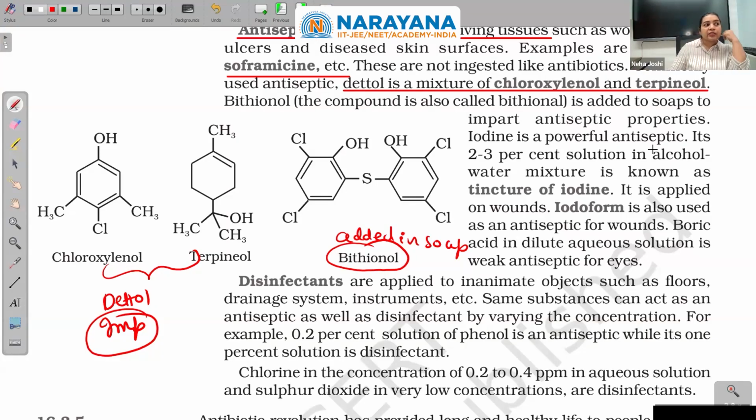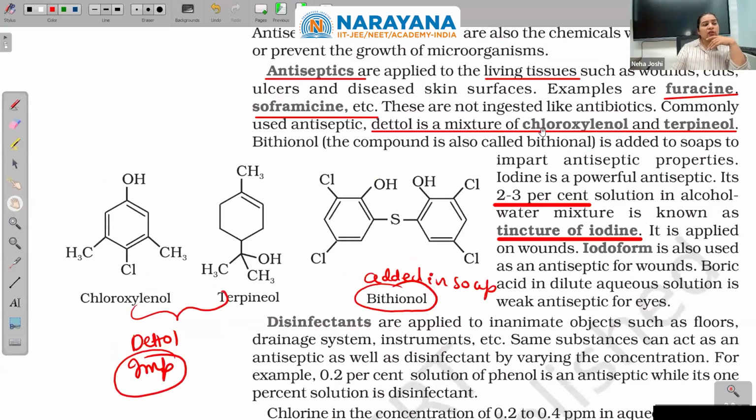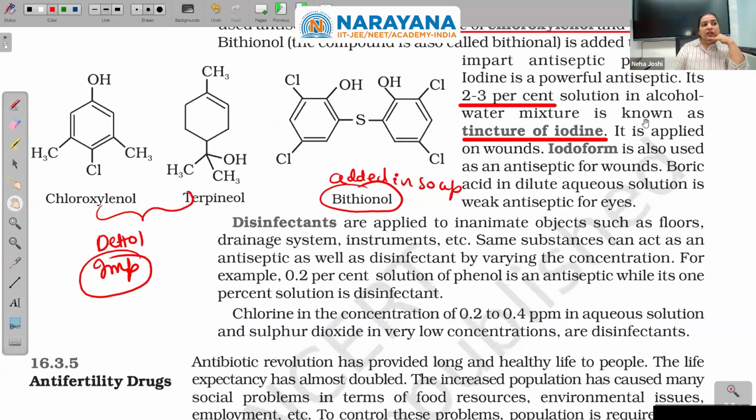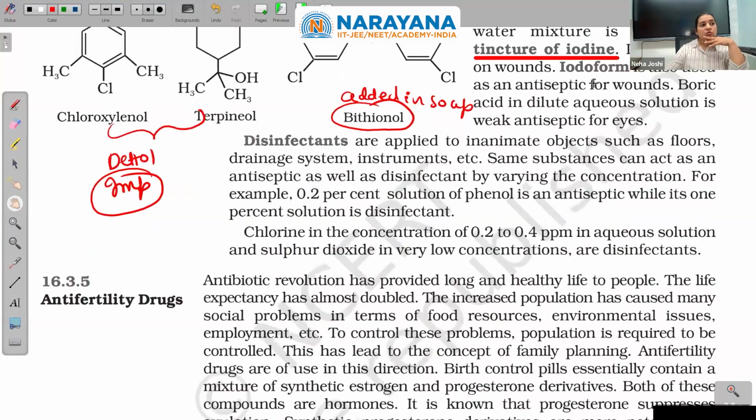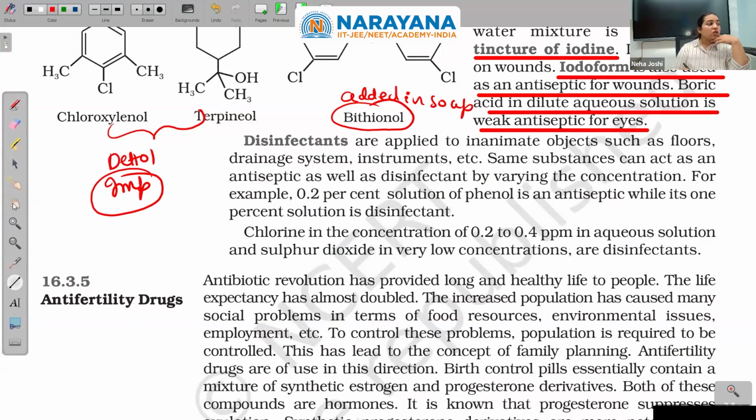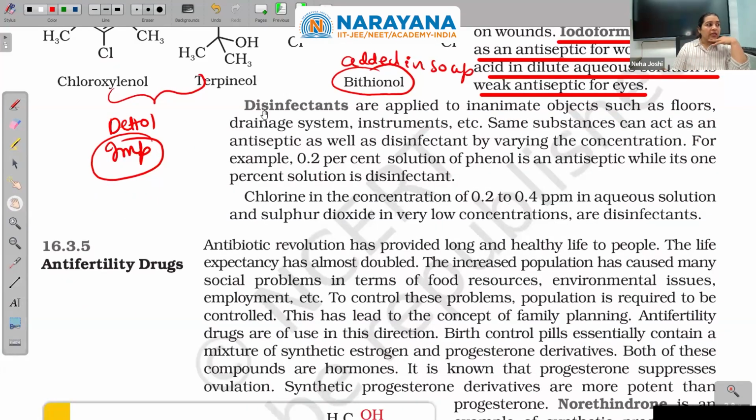Iodine is a powerful antiseptic. Its 2 to 3% solution in alcohol-water mixture is known as tincture of iodine. Only 2 to 3 percent is what we want. It is applied on wounds. Iodoform is also used as an antiseptic. Boric acid in dilute aqueous solution is a weak antiseptic for eyes. Boric acid solutions are used to wash lenses.